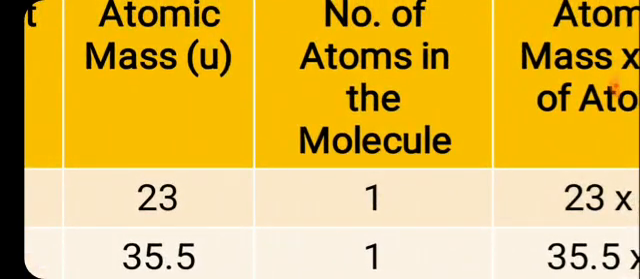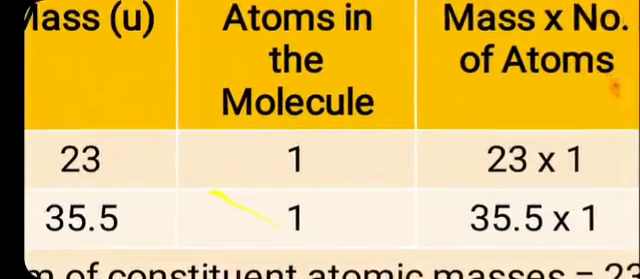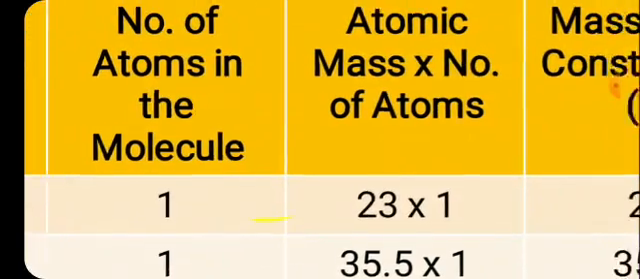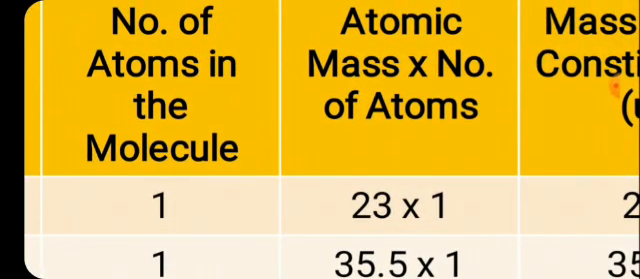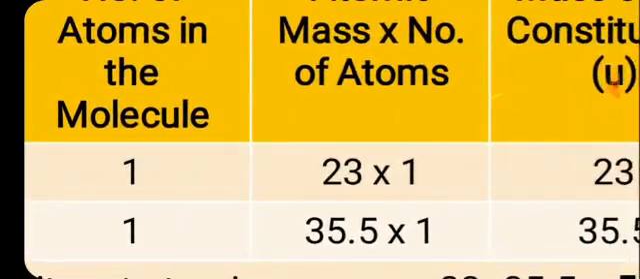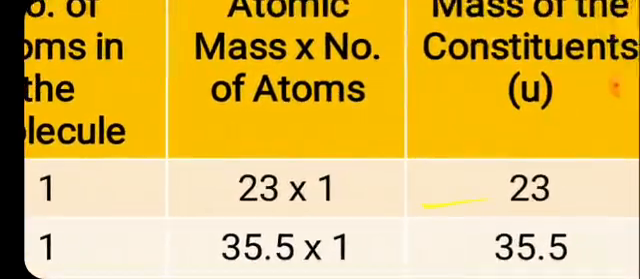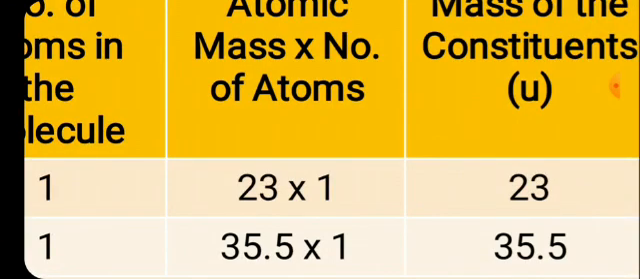So number of atoms are 1 each of sodium and chlorine respectively. Next column is atomic mass multiplied by number of atoms. Atomic mass of sodium is 23 multiplied by 1. 23 multiplied by 1 is equal to 23. Atomic mass of chlorine is 35.5. Number of atom 1. So 35.5 multiplied by 1 is 35.5.